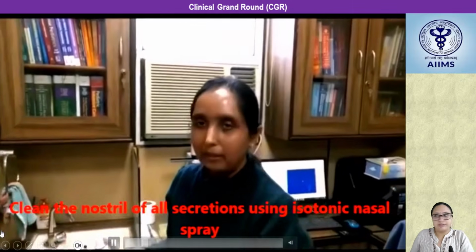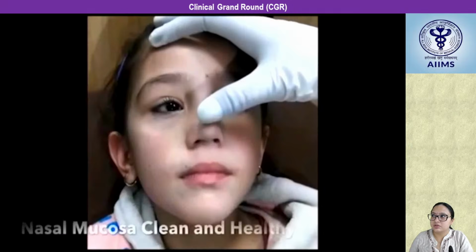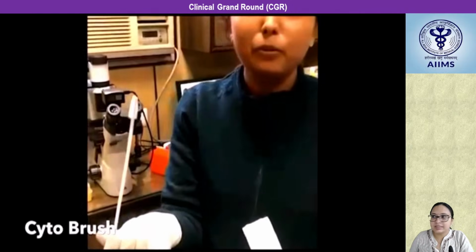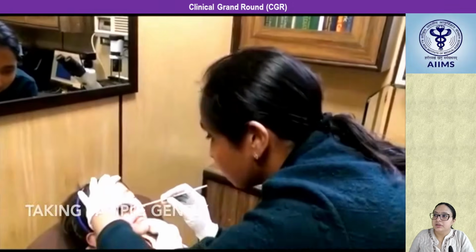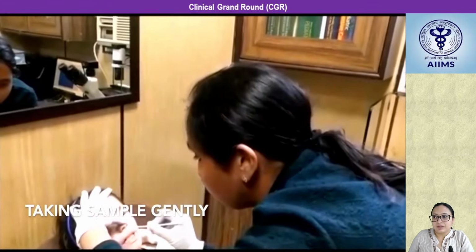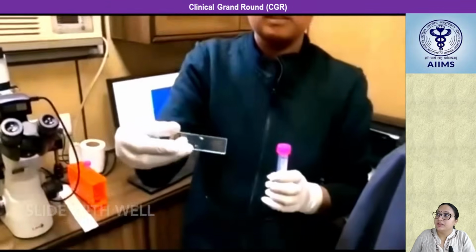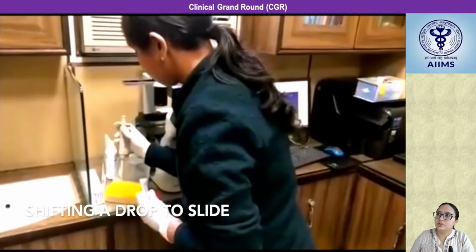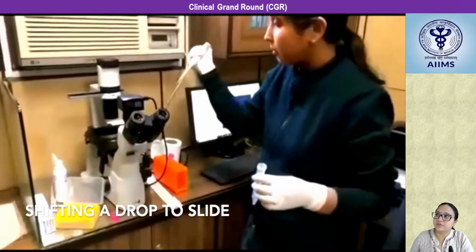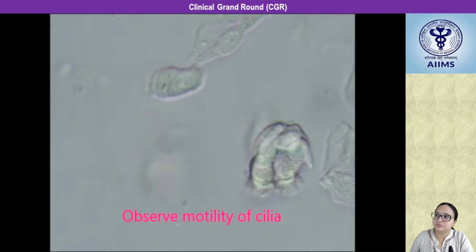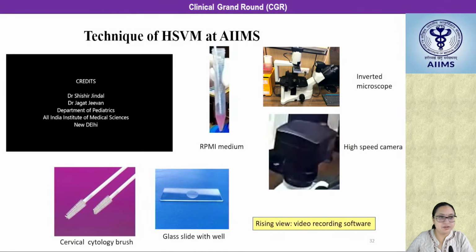Initially the nostrils have to be cleaned of all secretions using an isotonic nasal spray, and then the child is asked to clean the nostril thoroughly. Once the nasal mucosa is clean, we take the cyto brush, we dip that in the vial containing the RPMI media, and then the sample is taken gently from the lateral and inferior nasal walls, taking care not to touch the septum because that would bleed. Then this is the slide with the well. Using a pipette, we place a drop onto the well portion of the slide and place that under the microscope. And then here we can see two cells showing motile cilia.